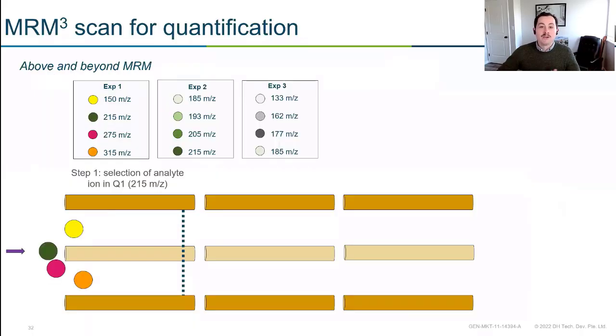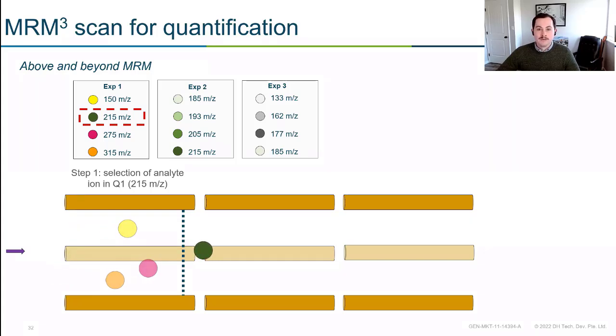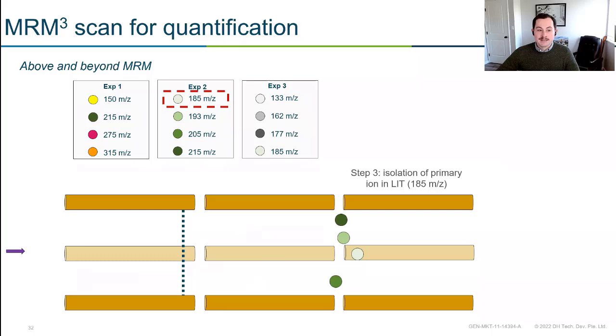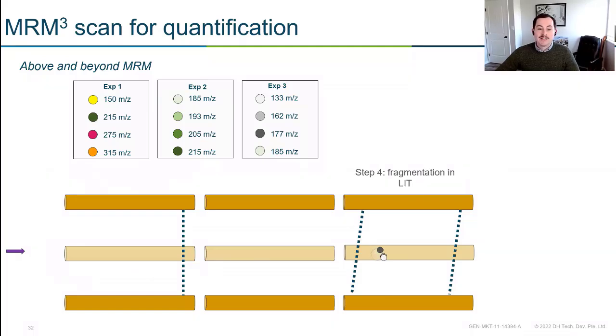But what does that experiment look like? So here, we're going to do the same thing. We're focused on that 215. So we're going to select that mass of 215 and pass it through our quadrupole. And we're going to do our fragmentation in Q2. But this is where it's a little bit different. Here's where we start to use that trapping function. So we're going to select an ion of interest, again, that 185, and we're going to trap it in our trap. Once we've isolated it, we're going to go ahead and fragment it even further.